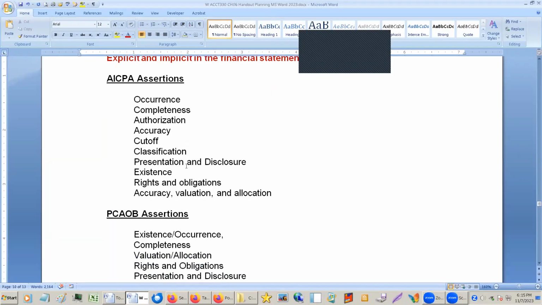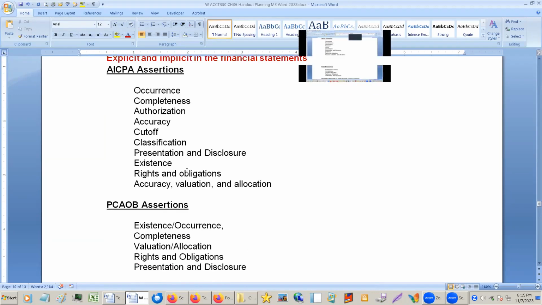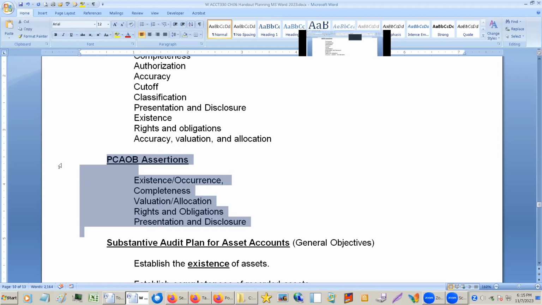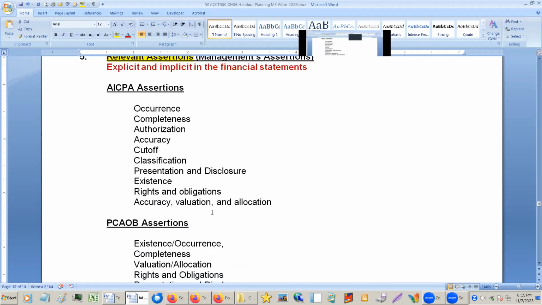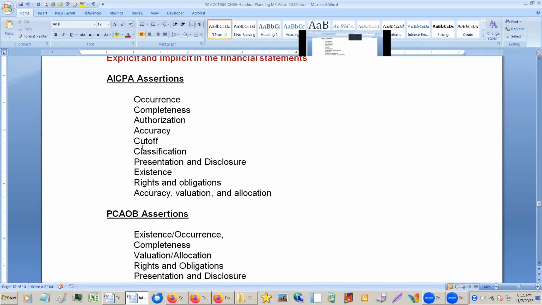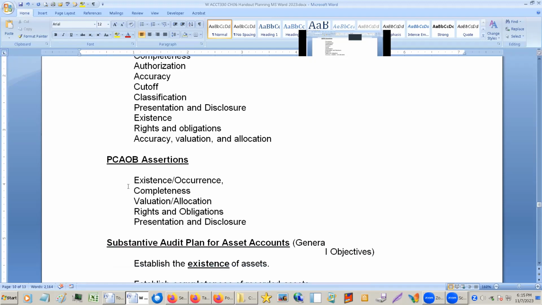Okay, now we have two sets of assertions. They used to be the same, now they aren't. The PCAOB assertions are what the AICPA assertions used to be, and those are still the same. The AICPA has altered their assertions a little bit. I'm going to start with the PCAOB assertions, and then I'll talk about these other ones up here.